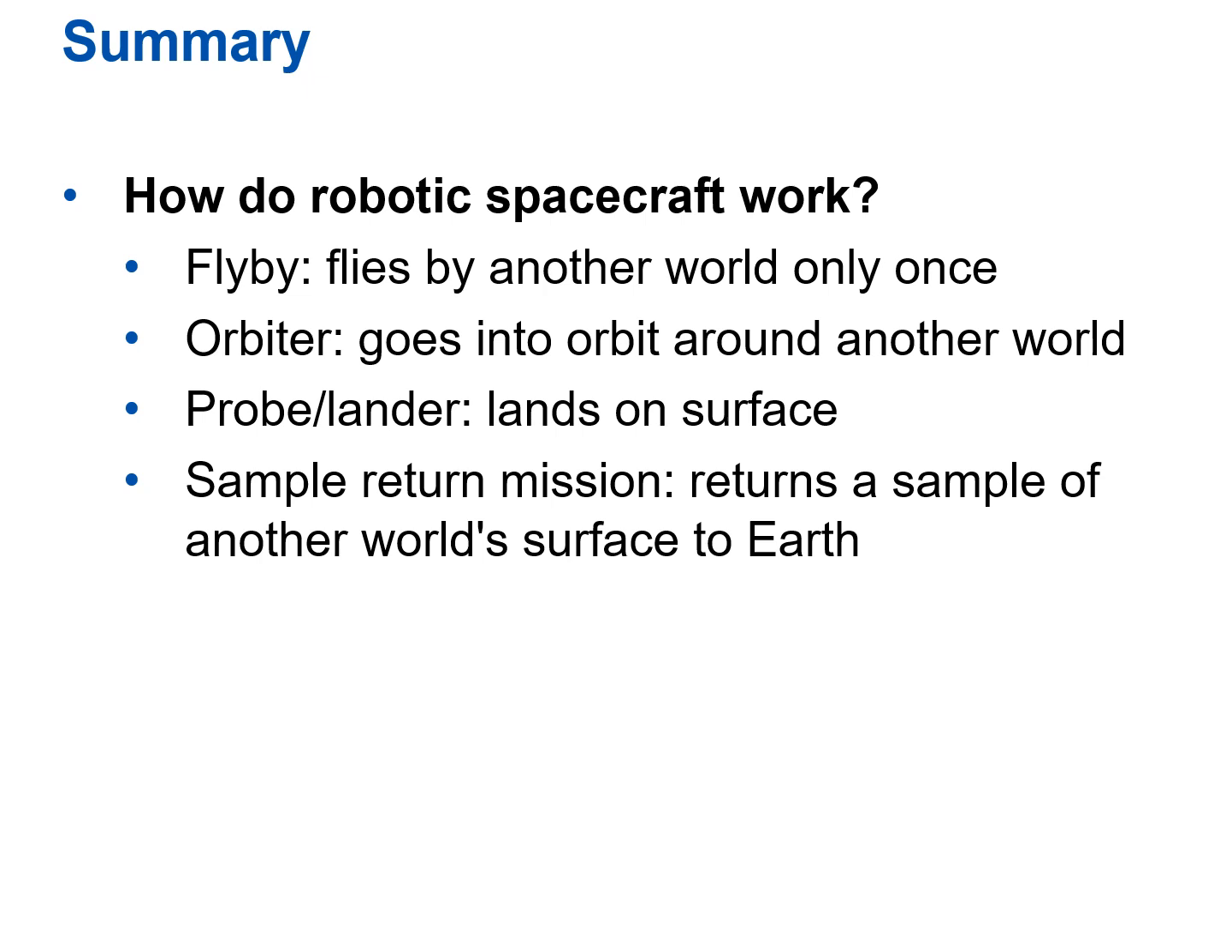Our summary for this video: how do robotic spacecraft work? Just remember there are four main types. The flyby flies by another world only once. An orbiter goes into orbit around another world. A probe or lander lands on the surface. And a sample return mission returns a sample of another world's surface to Earth for study.